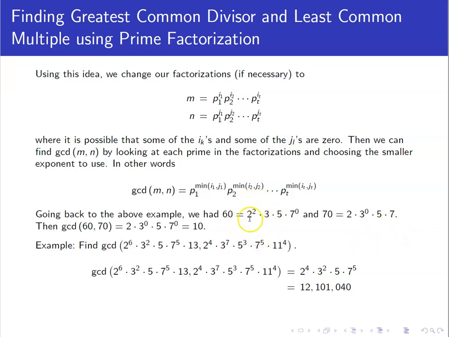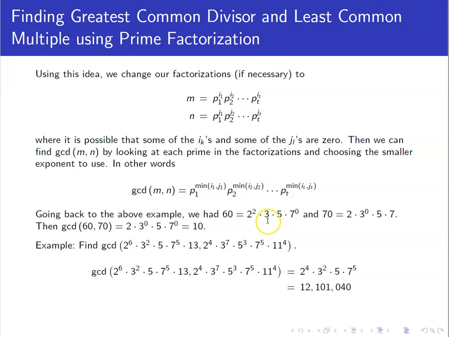Let's start with the first prime here, 2. I have a 2 squared that divides 60, but I only have a 2 that divides 70. So the biggest power of 2 that I can use that divides both numbers is just 2 to the first power.